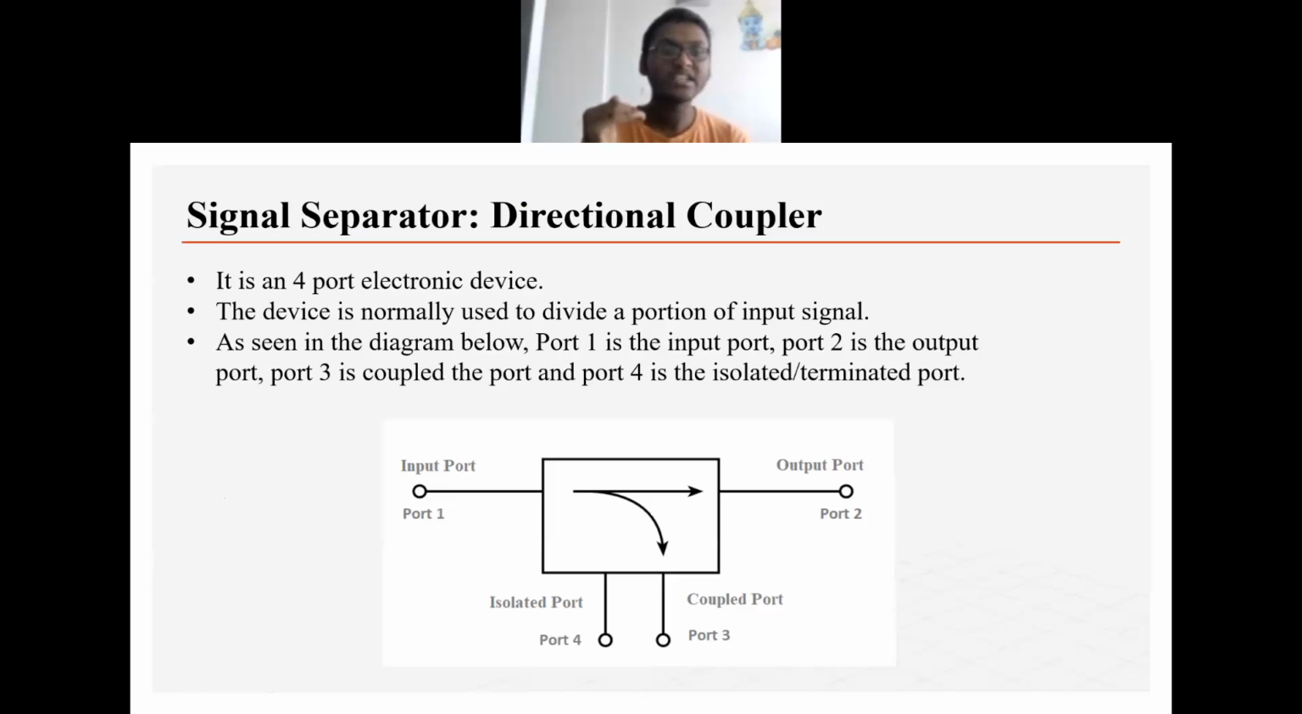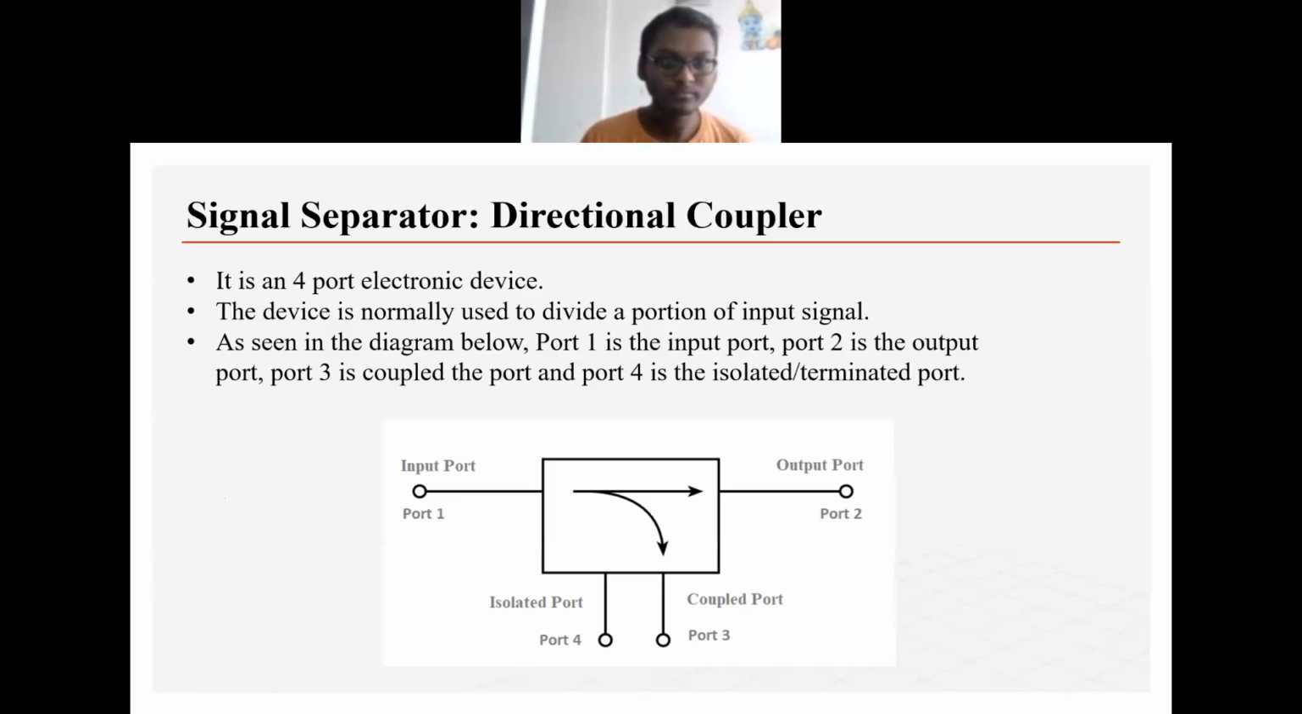A directional coupler is a 4-port electronic device which is used to divide up some portion of the input signal which is passing through the input port. As we can see in this figure, there are 4 ports. The first port is named the input port, the second port is the output port, the third port is the coupled port, and the fourth port is the isolated port. In the coupled port we can get some part of the signal which we are going to separate from the initial input signal, and in the isolated port we are not getting any signal from the initial port.